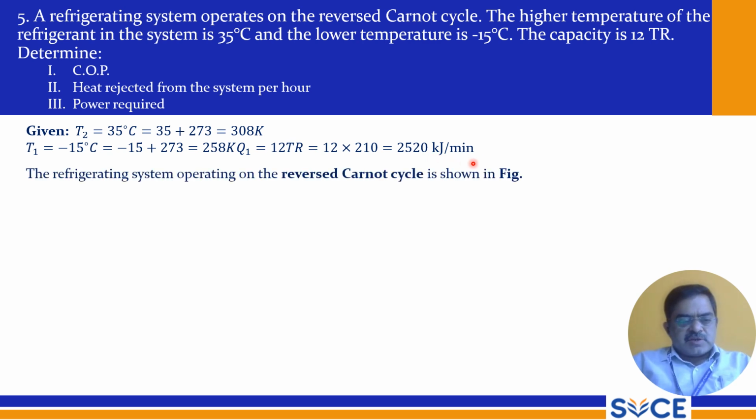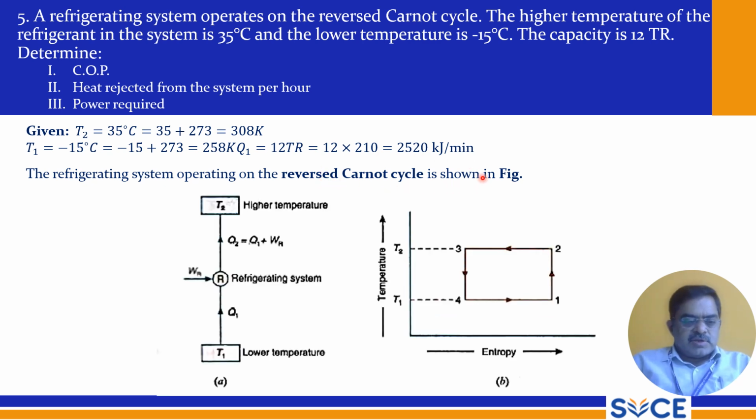The refrigerating system operating on the reversed Carnot cycle is shown in this figure. So here you can see this is the T1 and this is Q1 and this is R. R is given the WR. So this is Q2 is equal to Q1 plus WR, that is equal to T2. So this is higher temperature. So this we know, and both temperatures we know here. And when you see this temperature entropy curve, so this is 1, 2, 3, 4. It is our usual curve, and with this we can solve this problem.